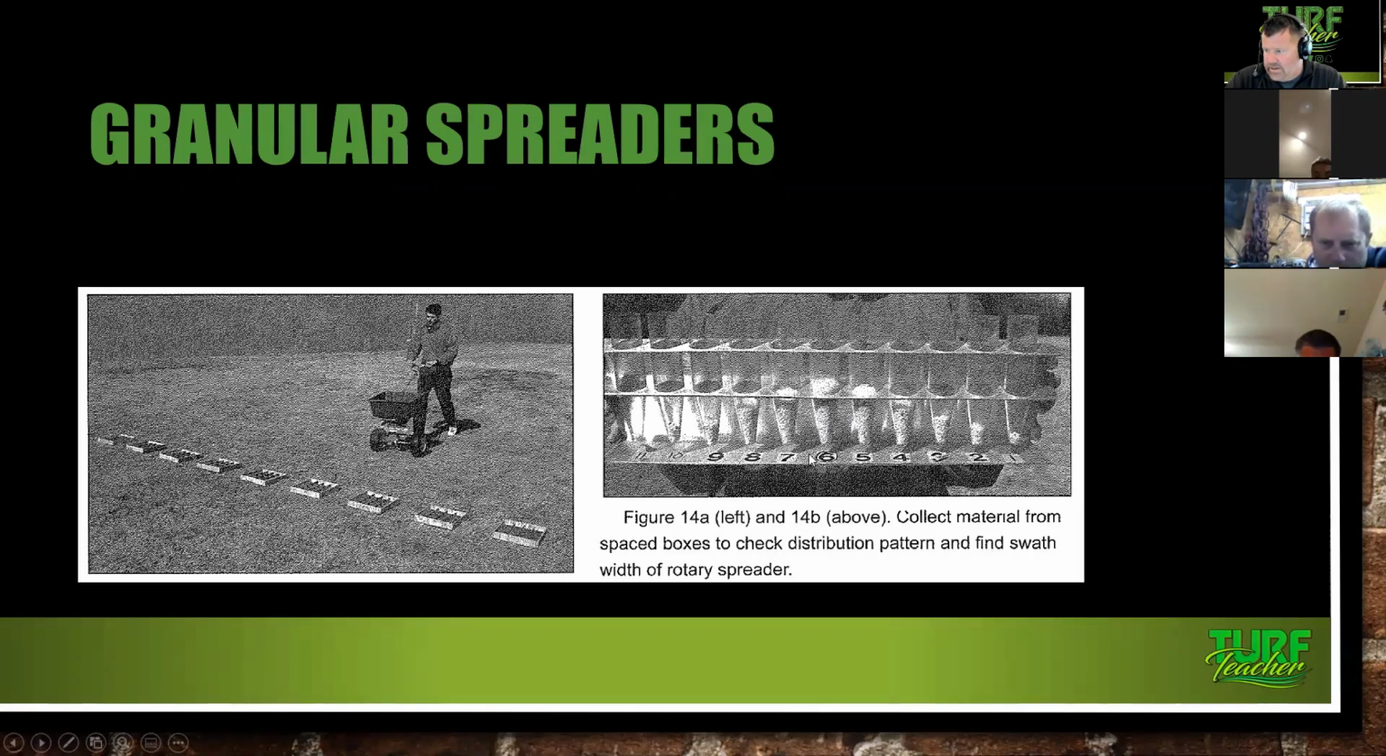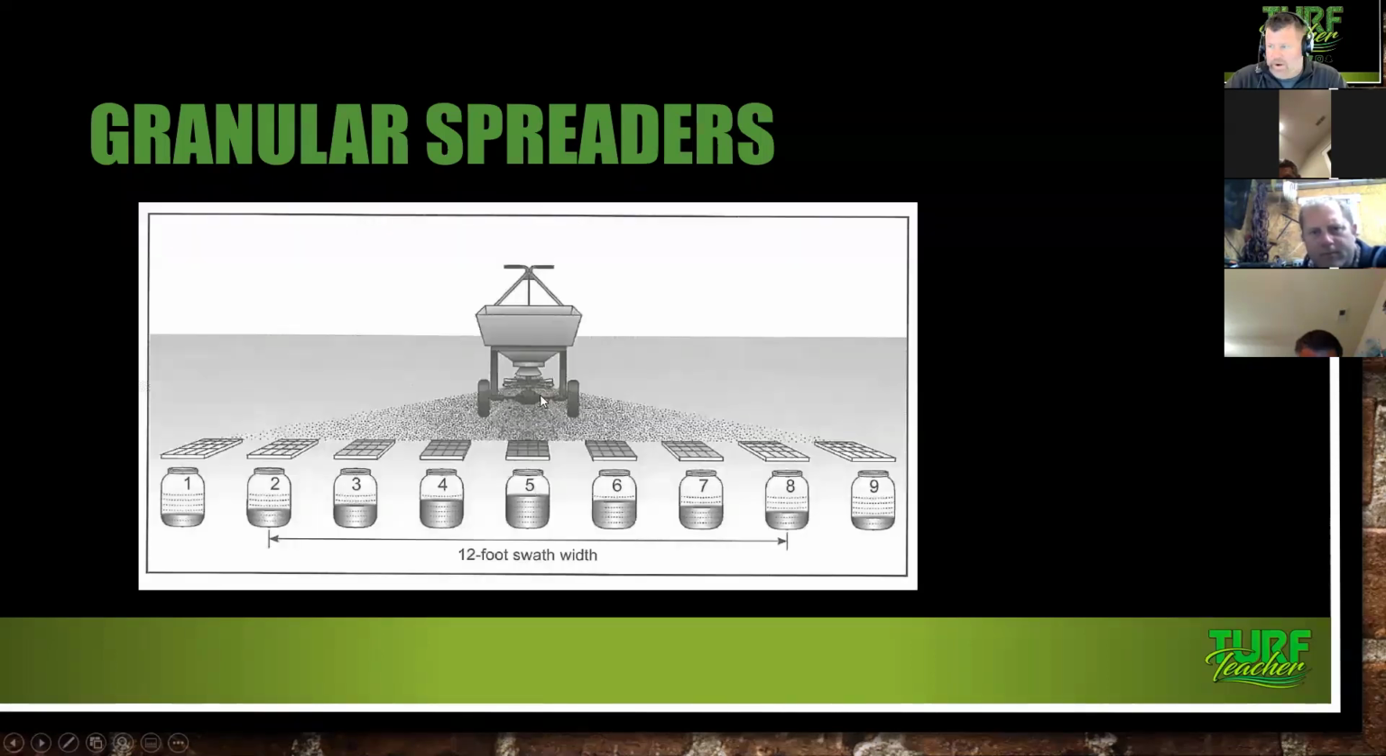So number 6. So we got 1, 7, 8, 9, 10, 11. So they're actually doing 11. The jar in the middle is 6. And so we're going to find out where half the amount is in there. You can see it a little bit better in this picture right here.